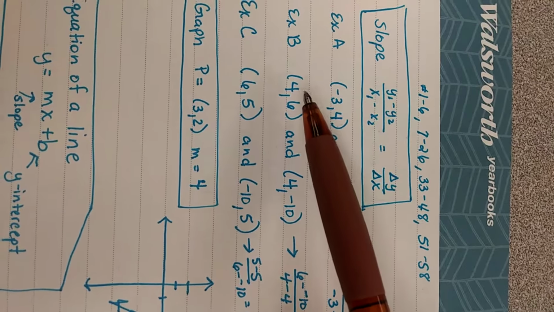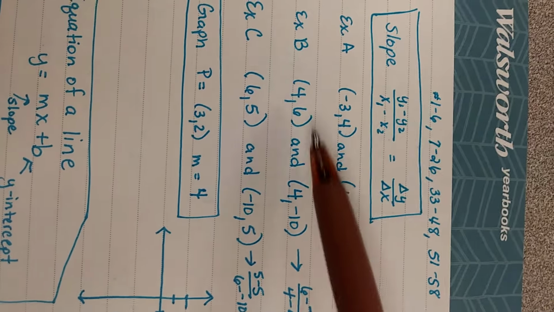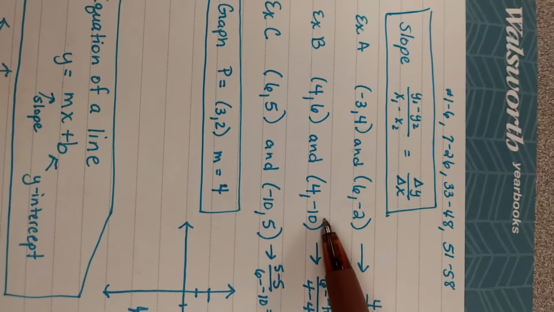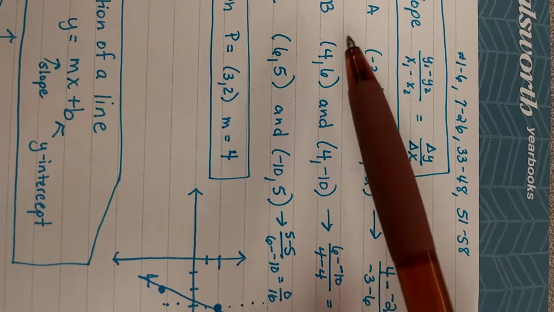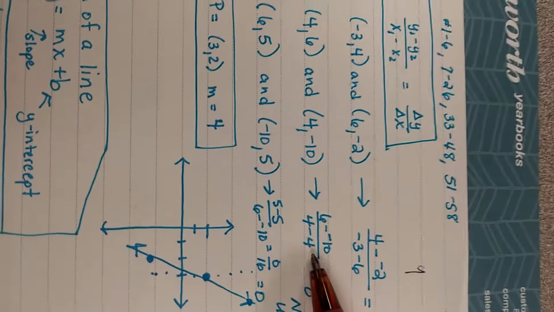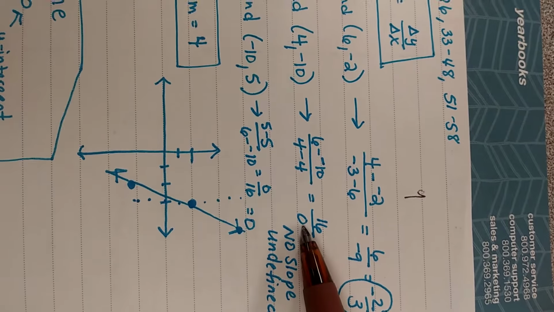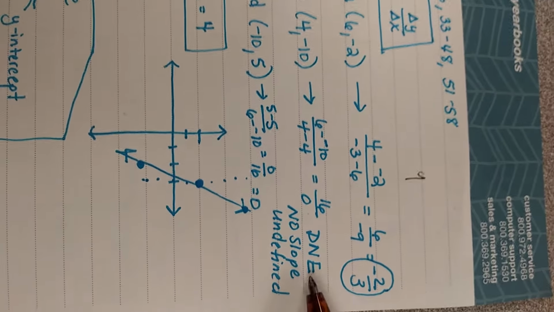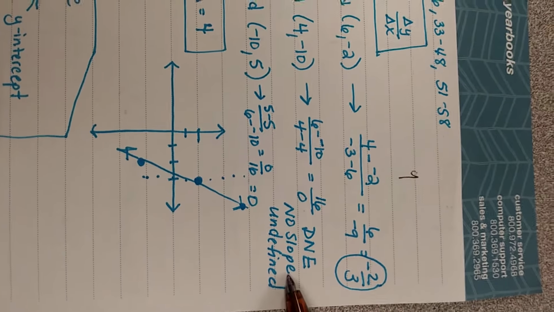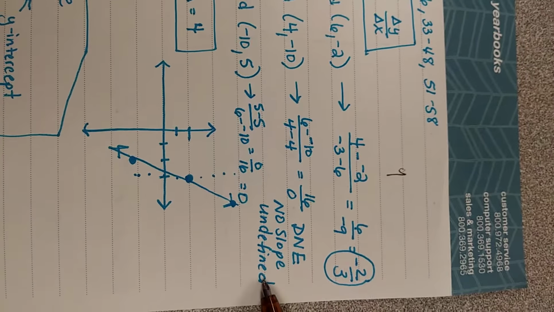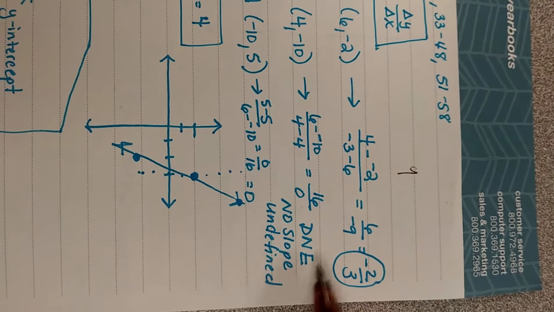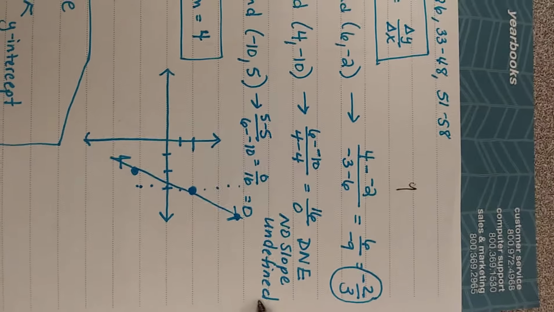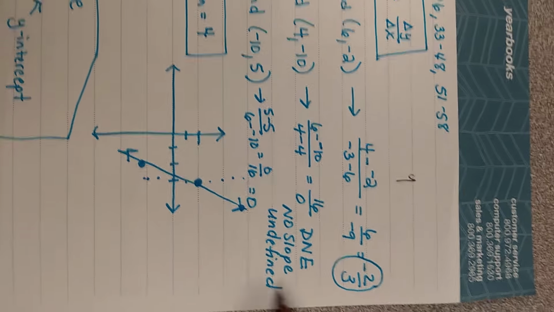Okay, there's two special cases. So here, example B, do you see that the x's are the same? So when I do my work, I'll do 6 minus negative 10 over 4 minus 4. Because the x's are the same, we end up with a 0 in the denominator, and that's not allowed. So we can write does not exist, we can write no slope, or we can write undefined. Because there is no slope, it is not defined. Any of those answers work. Usually we write undefined. That one's my favorite.